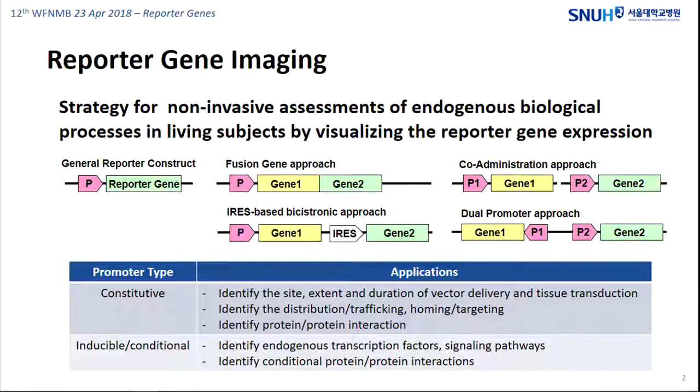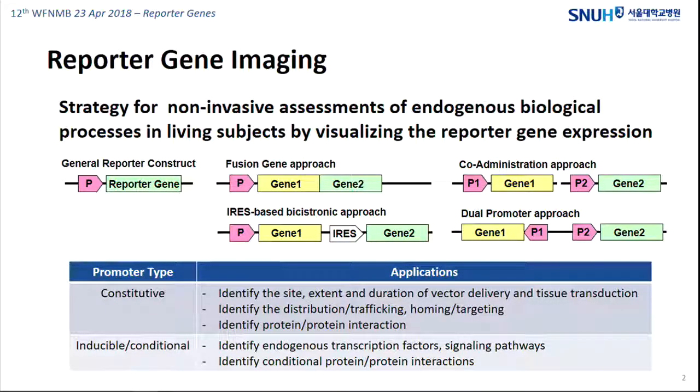Let's start with a brief introduction of reporter gene imaging. Actually, reporter gene imaging is the strategy for the non-invasive assessment of endogenous biological processes in a living subject by visualizing the reporter gene expression. As you know very well, the reporter gene has to be constructed with the promoter and the gene for the reporter. If you want to make a general construct, just promoter and the reporter.